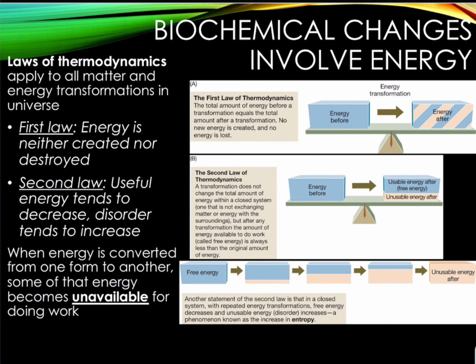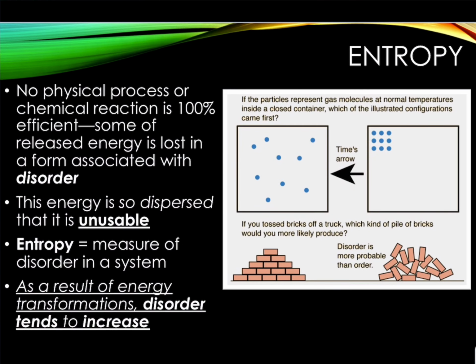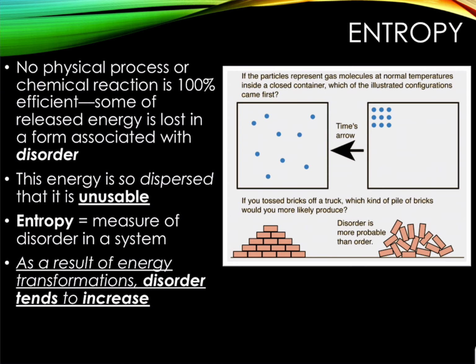When energy is converted from one form to another, some of that energy becomes unavailable for doing work, right? So this part right here, disorder tends to increase, is actually known as entropy, which we'll talk about in a second. So entropy, right? No physical process or chemical reaction is actually 100% efficient. Some of that released energy is lost in a form associated with disorder. This energy is so dispersed that it is considered to be unusable. Entropy is the measure of disorder in a system. So as a result of energy transformation, disorder tends to increase, like we said in the last slide.